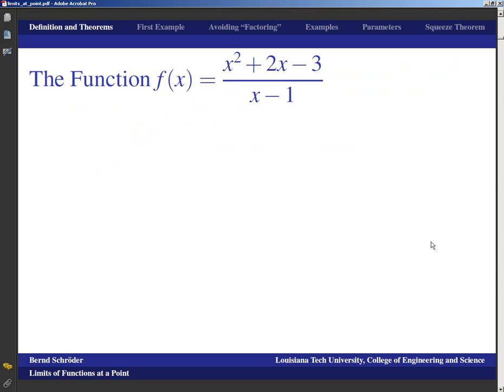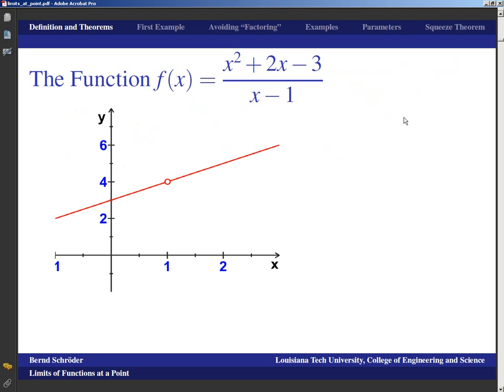Let's take a look at the function f of x equals x squared plus 2x minus 3 over x minus 1. The graph of that function looks like this. Well, now if we plug in values for x that are close to but not equal to 1, what we're going to see is that the output values, graphically speaking here, are getting to be close to 4, right?